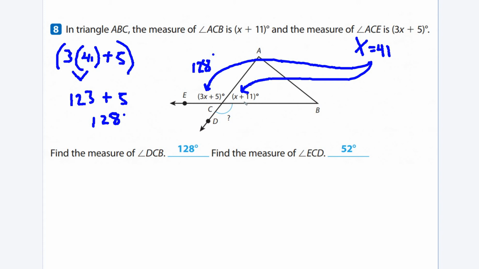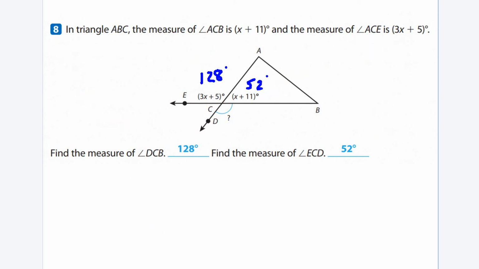Okay? And now let's double check. For x plus 11, we do 41 plus 11. That will give us 52. So we know that this is 52 degrees. So now that we have those measurements, we've got to double check. 128 plus 52 gives us 180. So yep, they are supplementary. Now let's look at the question.